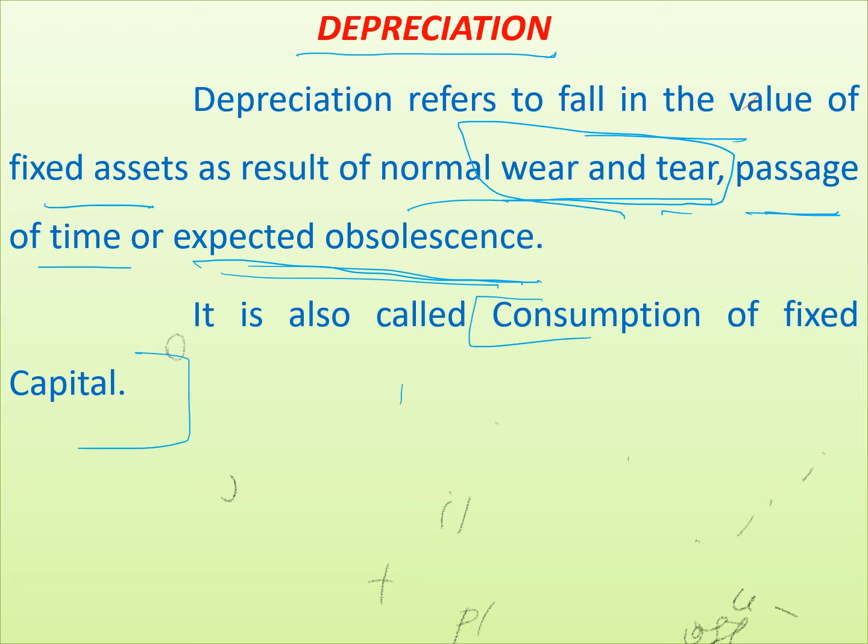Okay, so they won't directly give the depreciation as 20,000 or 30,000 in a numerical. They will tell it as consumption of fixed capital, like that only. Next, capital consumption allowance. Another name for depreciation is capital consumption allowance, like that they will give you. So these are all called depreciation.